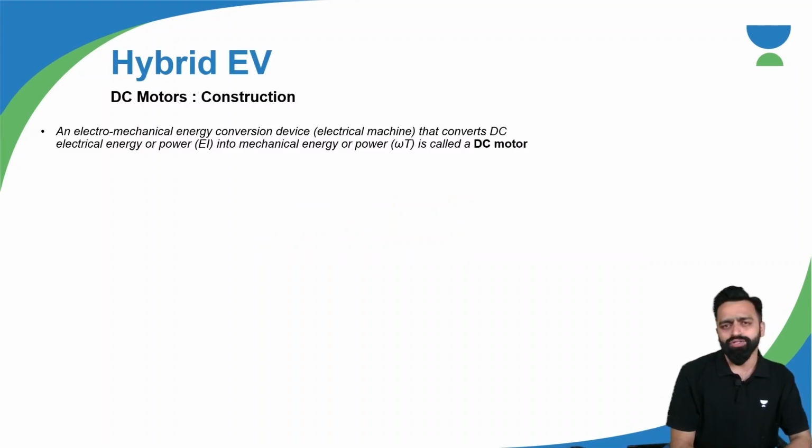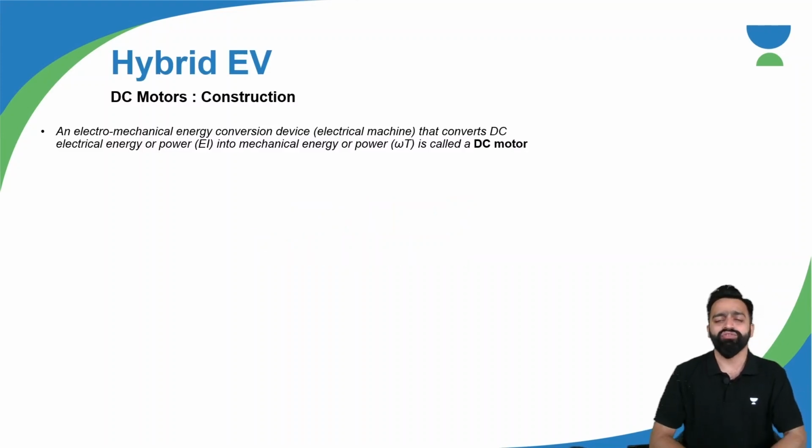So DC motors, I hope all of you know DC means direct current. And if you go back into history, there was war of current between Nikola Tesla and Thomas Edison. Nikola Tesla was saying that we should move ahead with the AC supply system, that is alternating current system, and Thomas Edison was saying that we should go ahead with the DC system. Ultimately, due to some advantages of AC over DC, we adopted AC system.